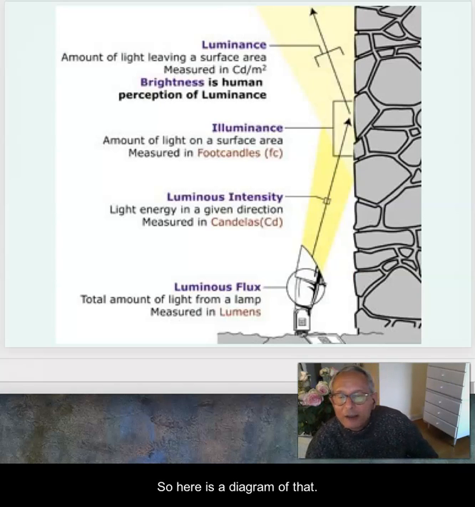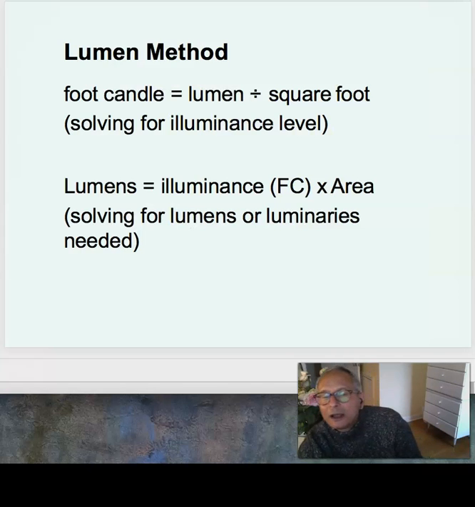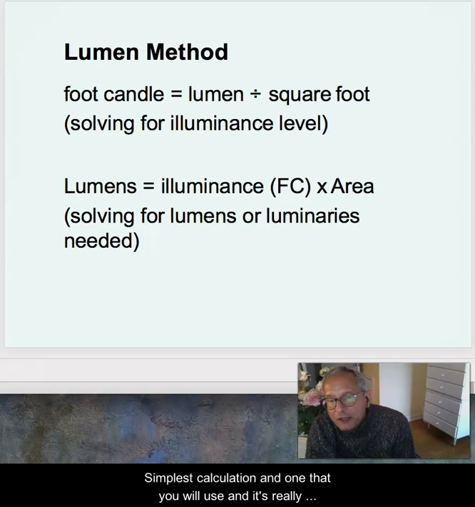So here's a diagram of that, and we can measure illuminance in foot candles, and we'll get a diagram of foot candles in a few moments. So the simplest calculation, and one that you will use, is really a rough back of the envelope calculation for typical spaces: residential interiors, open offices, classrooms, spaces that aren't really unusual as far as their characteristics.